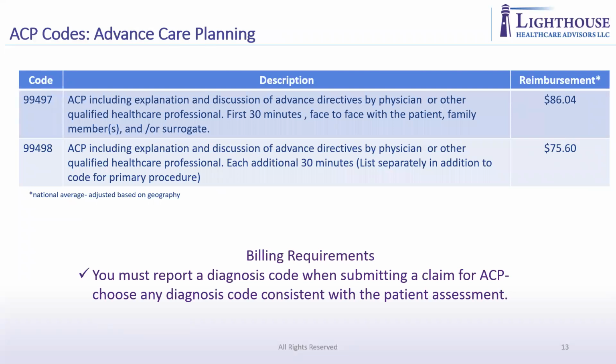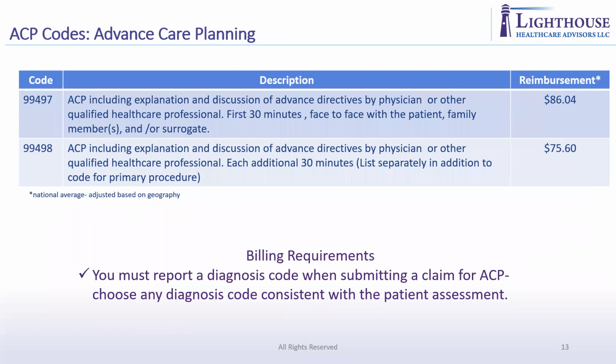These codes can be billed in addition to the annual wellness visit code. Advanced care planning includes the explanation and discussion of advanced directives by a physician or other qualified healthcare professional. So these are time-based codes. You'll see that 99497 is the first 30 minutes, and then 99498 is each additional 30 minutes. And you can list these codes in addition to the primary reason for the visit. So if you're billing these with an annual wellness visit, you'd have your G code first, and then your advanced care planning codes would follow.